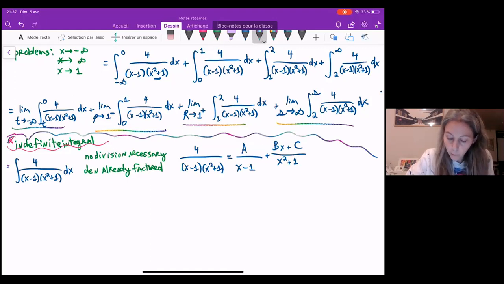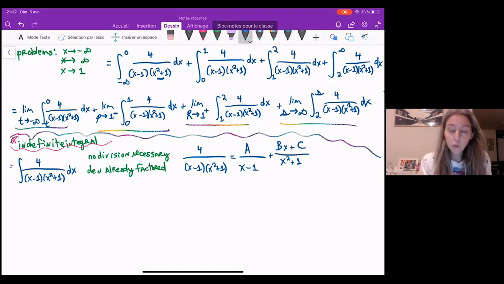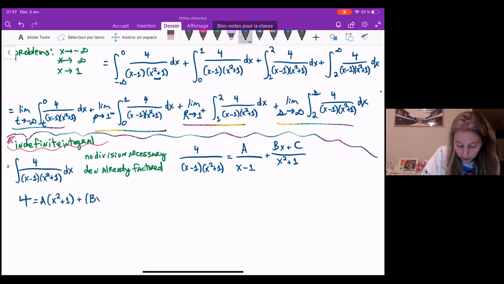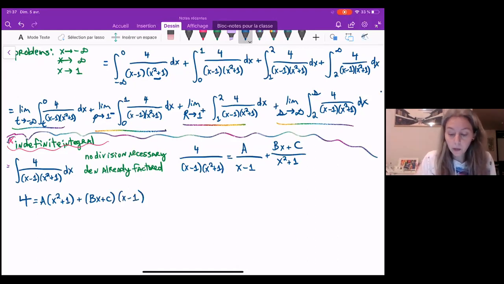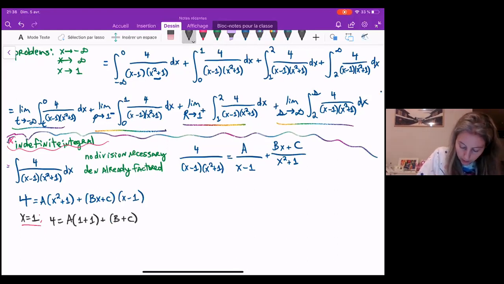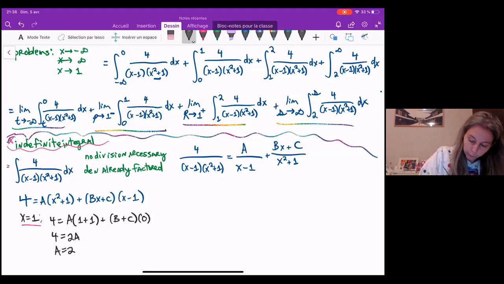So we're going to multiply both sides of this equation by x minus 1 times x squared plus 1 to get that 4 is equal to a times x squared plus 1 plus bx plus c times x minus 1. Now I really only have one 0 here, x equals 1, so we're going to start by plugging that in. x equals 1, which gives me 4 is equal to a, 1 squared is 1, 1 plus 1, plus b plus c times 0. So this gives me 4 is equal to 2a, a is equal to 2.